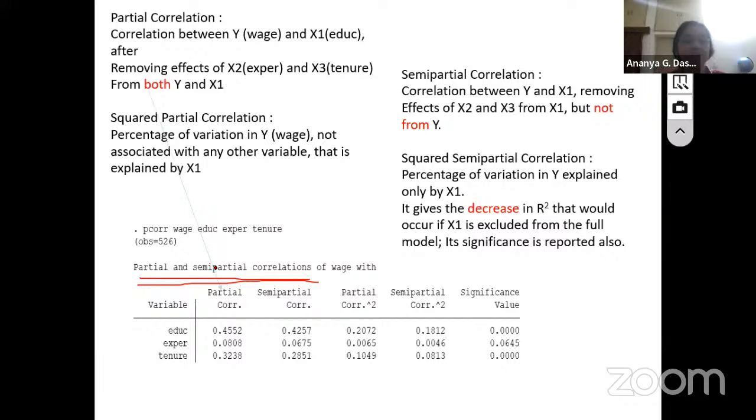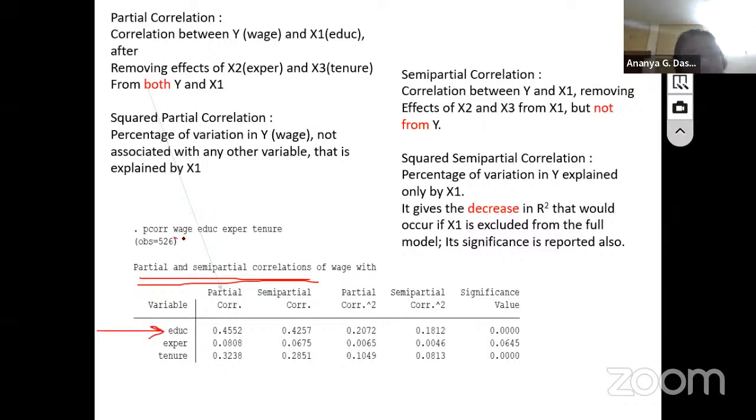Let's look at partial correlations. I don't know if you can see there's a faint arrow. Now, when you're looking at the partial correlation between your dependent variable and the explanatory variables, what is it that you're looking at? So let's look at the partial correlation of wage.